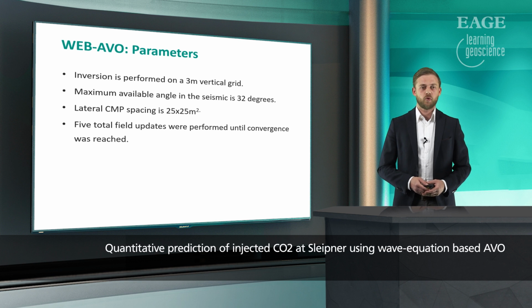While the inversion is performed per CMP, we repeat the exercise for many CMP locations. In this way, we can build up a 3D subsurface model. That is, again, very similar to all the other existing AVO technologies. In this case, we did 5 total field updates, and that is when the scheme converged. Convergence is reached in our case when neither the subsurface models nor the seismic wave field within the subsurface model change anymore.